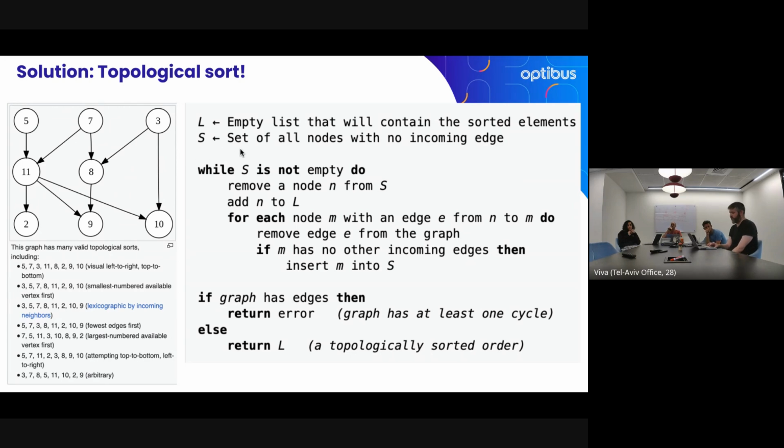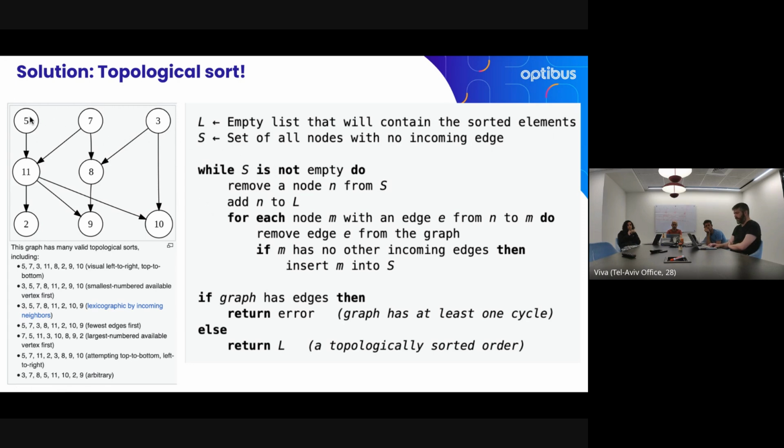Okay, so let's look at this code. We have L. L will be the output of this function. It's a list of the sorted elements. It starts with an empty list, and this algorithm will fill it with the items. And we have S. What is S? S is all the nodes without incoming edges. So let's start. We have 5, 7, and 3. This is the S at the beginning. Until it's empty, we remove a node from S.